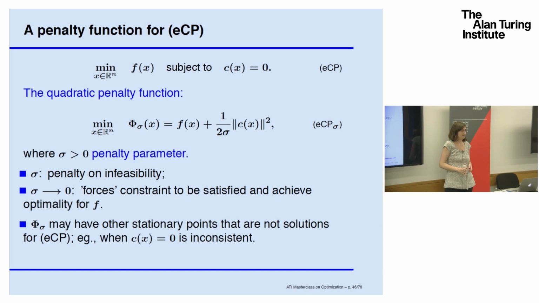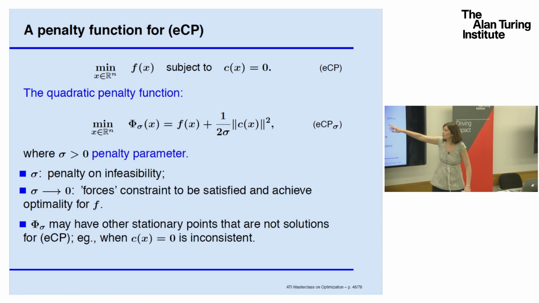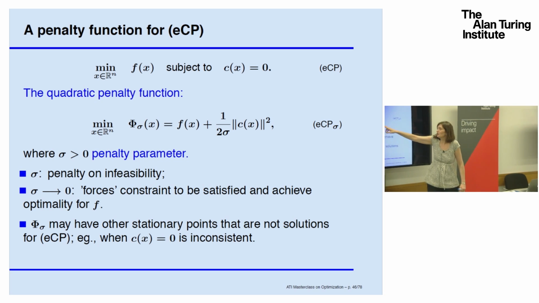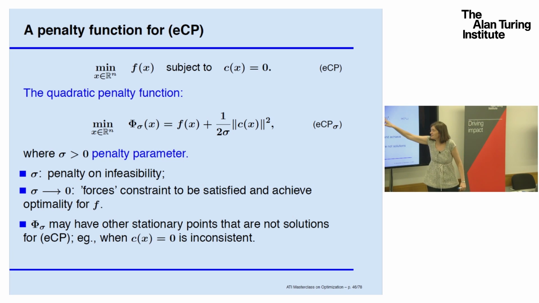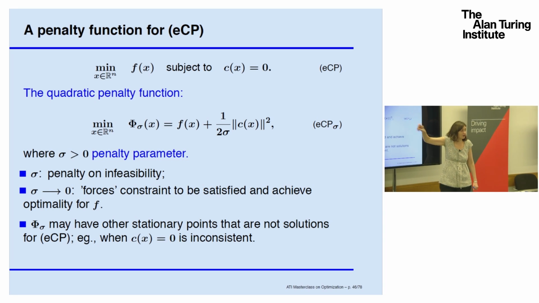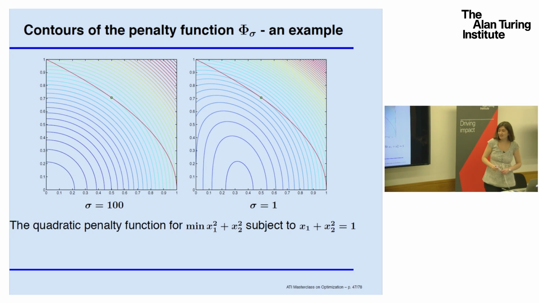What is not satisfied with respect to my original problem? The second order condition? Yes, but let's ignore that for now. Feasibility. So this is why I keep decreasing sigma, because when I minimize this, it forces this term to be more and more important in my phi. So as sigma goes to 0, I will approach feasibility. Okay, here's an illustration.